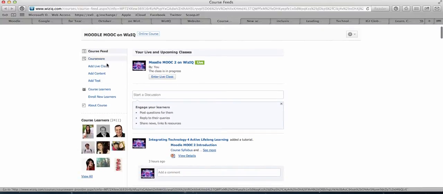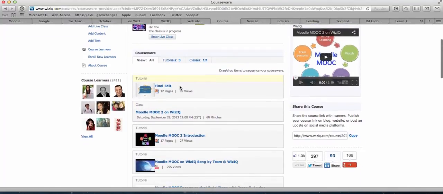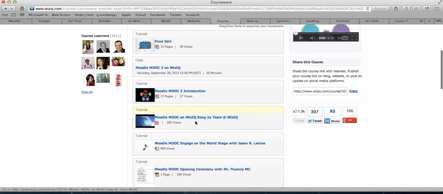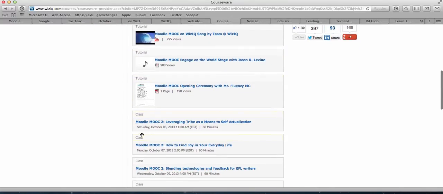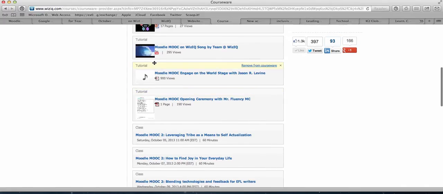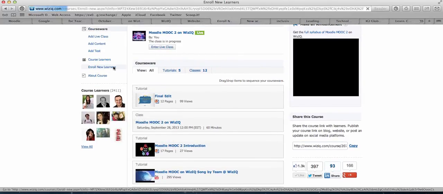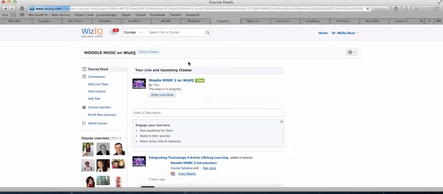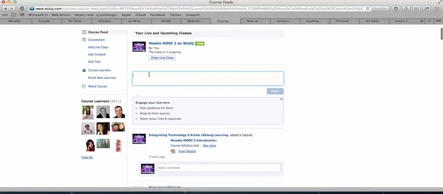And the course, there's the courseware that I was telling you about. In the courseware, you'll have tutorials as well as the live classes. You'll see classes and tutorials. In addition, you can connect with the other learners if you're interested in that. You're able to do that on your account. In addition, you'll be able to start a discussion right here.